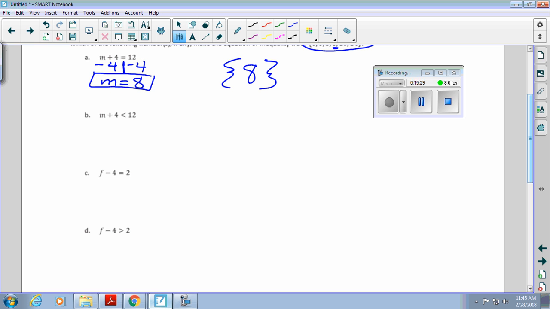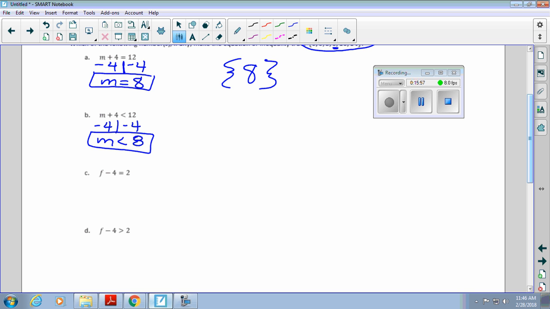If we have m plus 4 is less than 12, the same process applies. We're going to subtract 4 from each side, and we're going to have m is less than, oops, I just kind of gave that away. M is less than 8. So instead of an equal sign now, we're just going to bring that inequality sign down. Everyone with me still?